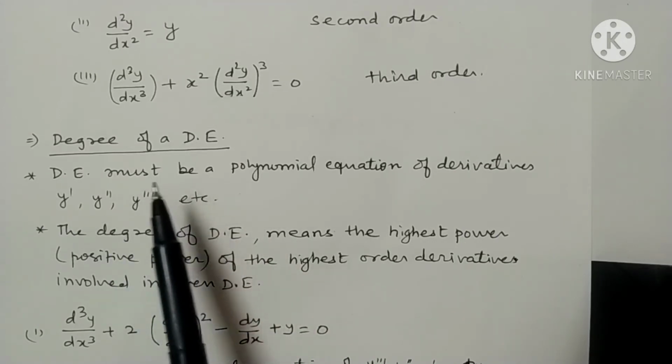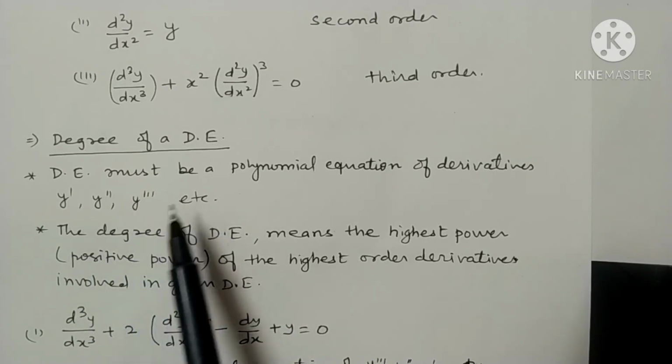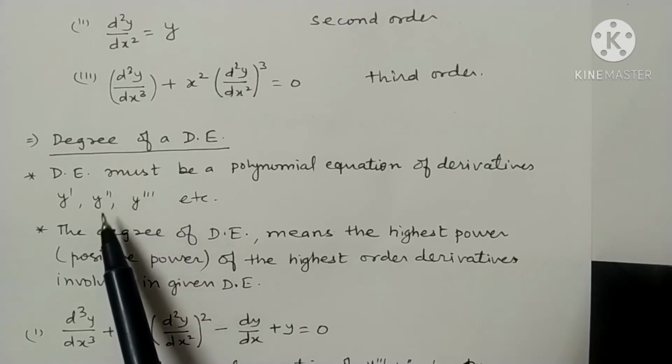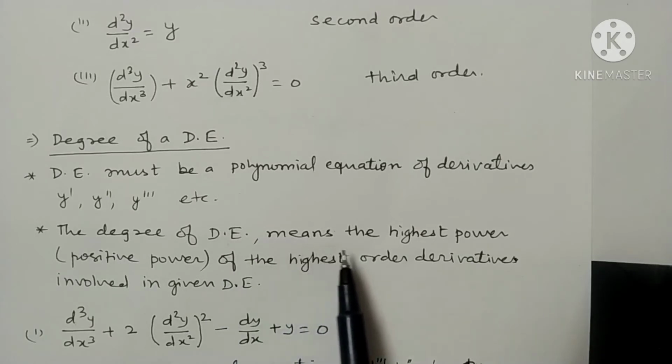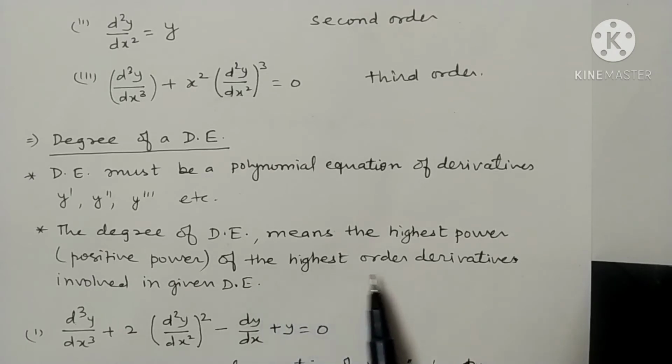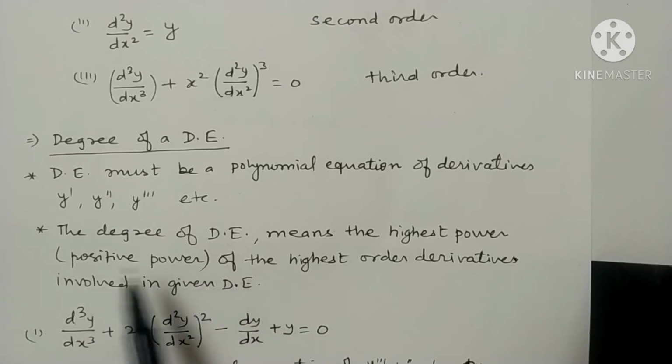And these are not a function of any other function. This means we will not have sine of y triple dash, tan of y double dash, or e power y double dash. These types we will not have there. So the degree of the differential equation means the highest power of the highest order derivative. First you check the highest order derivative, first you check the order. Whatever the derivative is the highest, you have to check that power, and that power should be a positive power, of the derivative involved in the differential equation.